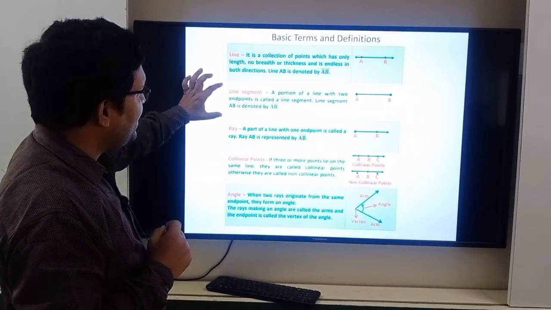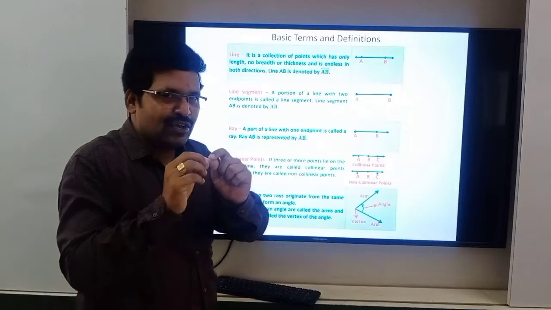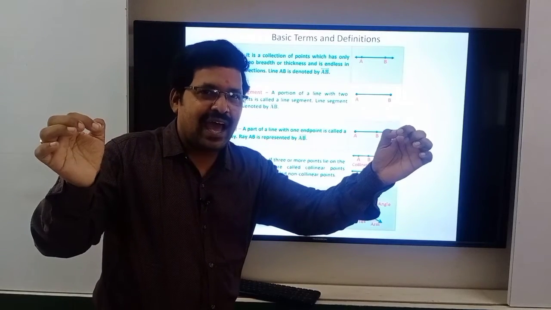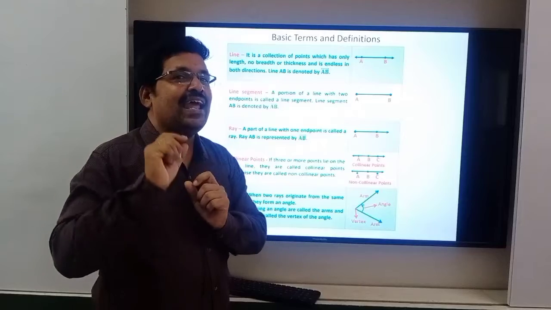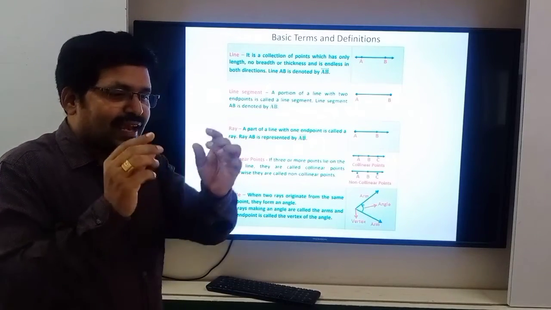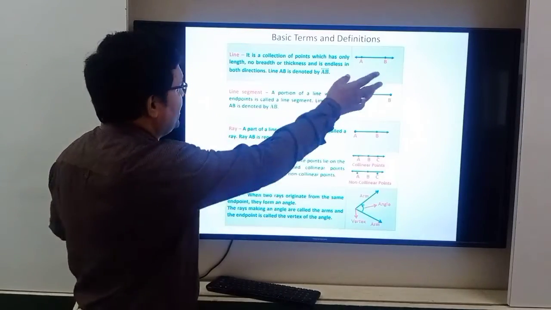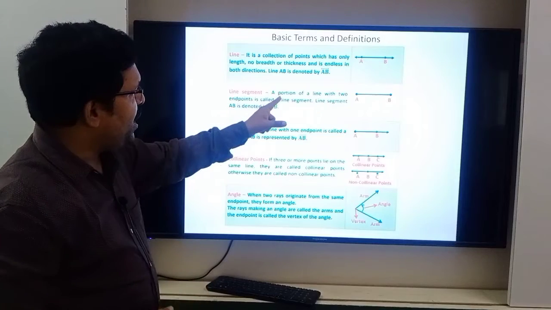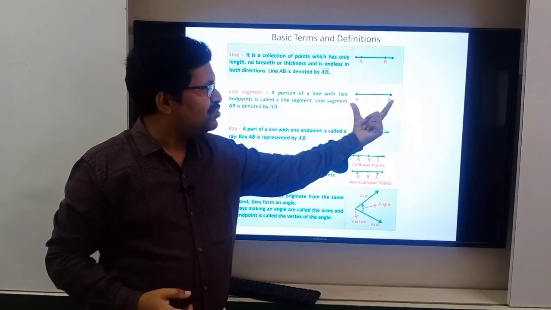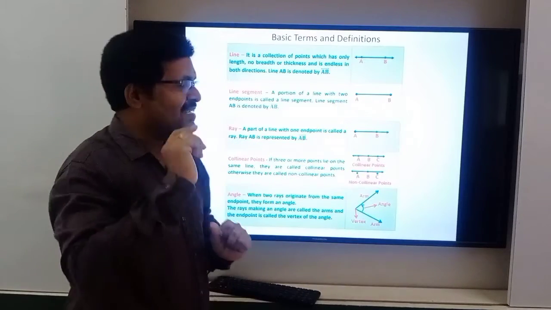Then what is a line segment? A portion of line with 2 endpoints. You have 2 endpoints? Then it is a line segment. Line, what is a line? Line is an endless thing. But what is a line segment? A portion of the line with 2 points, AB. 2 endpoints, that is a line segment.